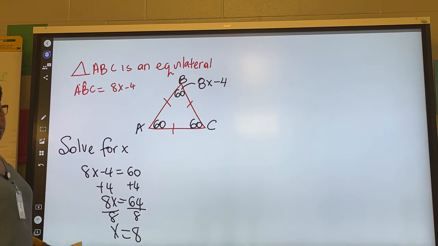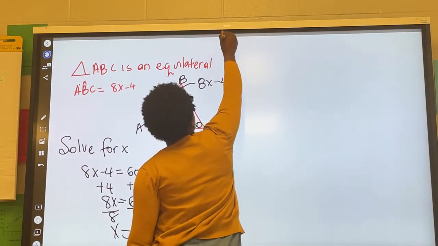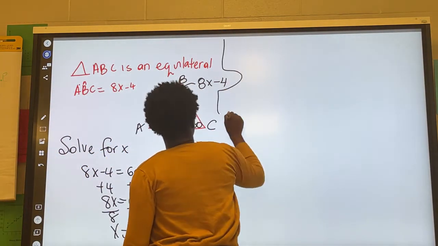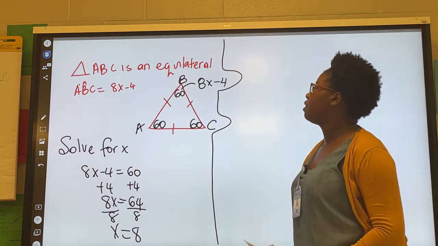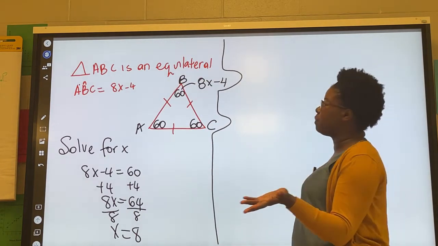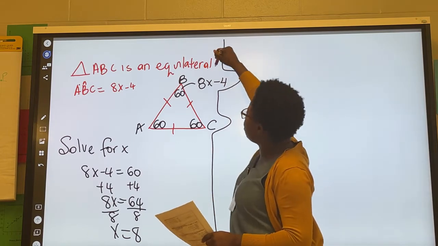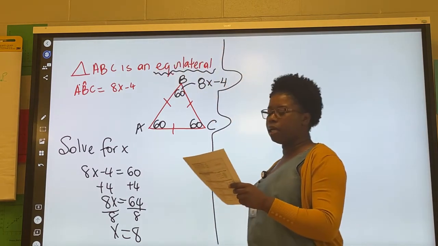And that's how you work a question like that. So you first establish what you know about the triangle given, then you know what step to take. So this is our big hint right here, equilateral.